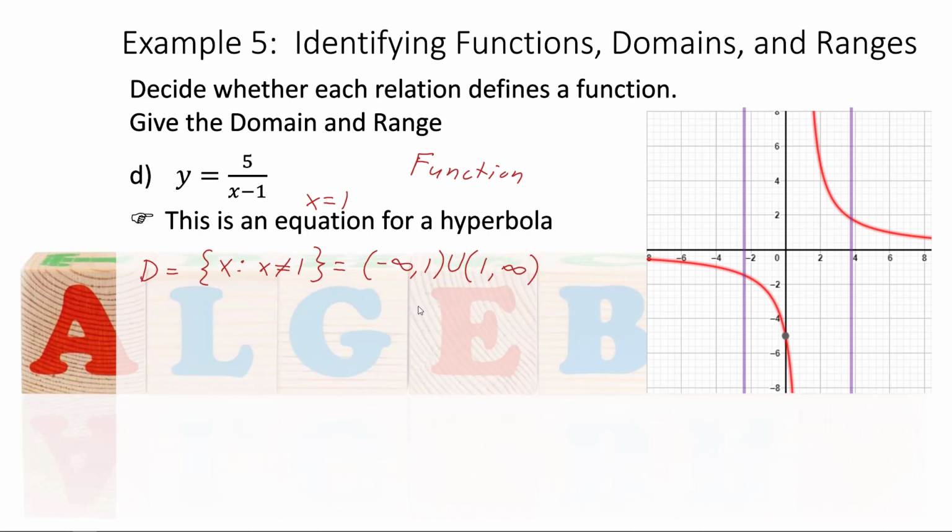What is the range? Well, notice here that the equation takes on all possible values except 0. It never quite reaches 0. So the range here is going to be the open interval from negative infinity to 0 unioned with the open interval from 0 to infinity.